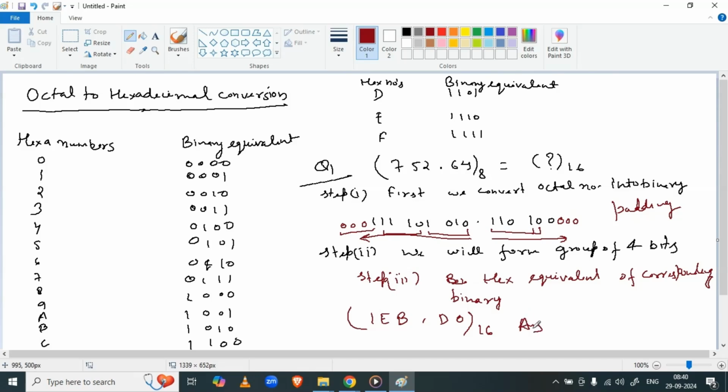Okay, class, here we discussed octal to other number systems. In this section, we discussed octal to decimal conversion, how to represent an octal number in decimal, how to represent octal in binary, and how to represent octal in hexadecimal.